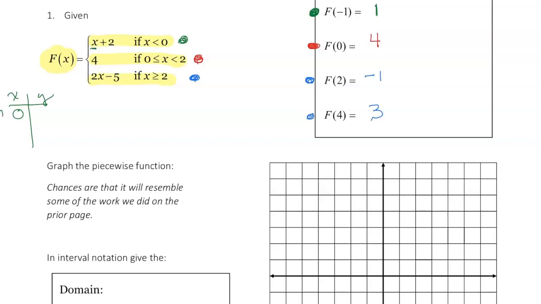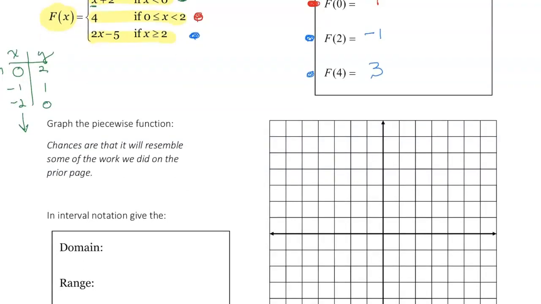Then I'm going to go to numbers less than 0, so -1, -2, and I'm going to put an arrow so that I know that I'm continuing on beyond that. So let's get some values. Plugging in a 0, I get 2. Plugging in a -1, I get 1. Plugging in a -2, I get 0. Let's go over to our graph and plot those.